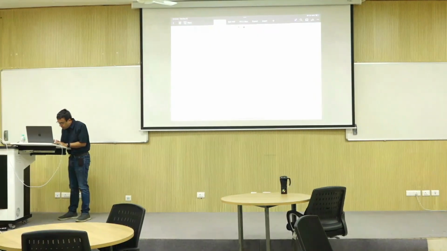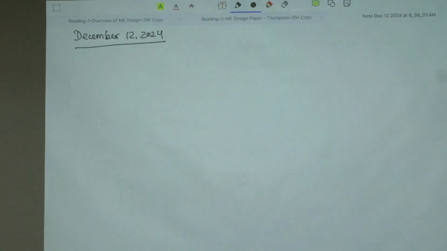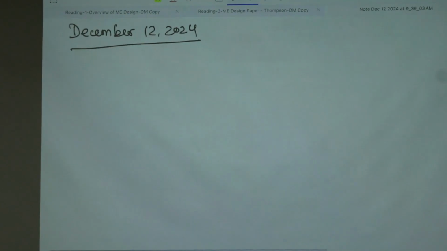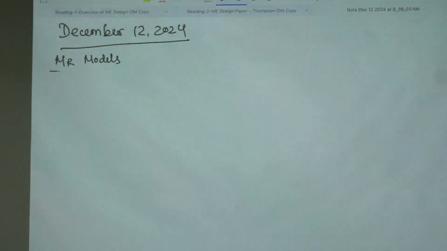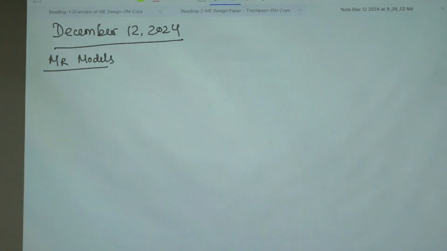What I'm going to do today is, so December 12, 2024. Okay, and is it visible clearly? Okay. So what we can do is let's look at the MR models again. The first one we're going to look at is the K theta model, right?